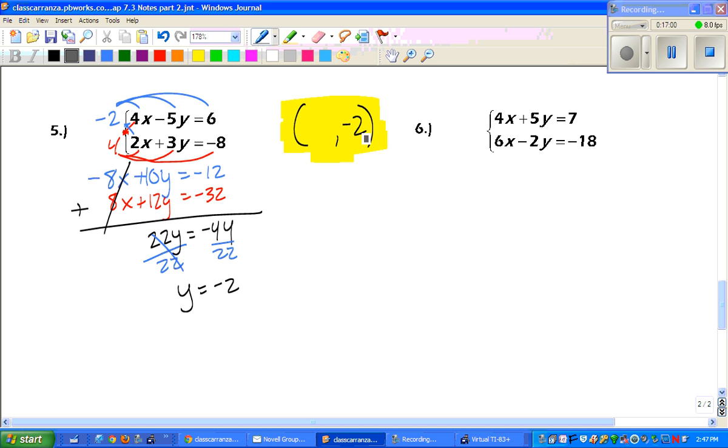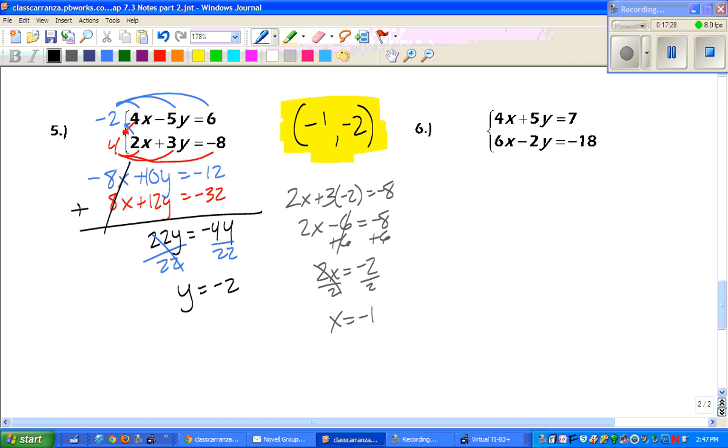Okay, and now let's plug in. Doesn't matter. I'm going to go with the bottom this time, just because I like to mix it up. Okay, so 2x, 3 times negative 2 is negative 6. Add 6 to both sides. Negative 8 plus 6 is negative 2. Divide everything by 2. X equals negative 1.